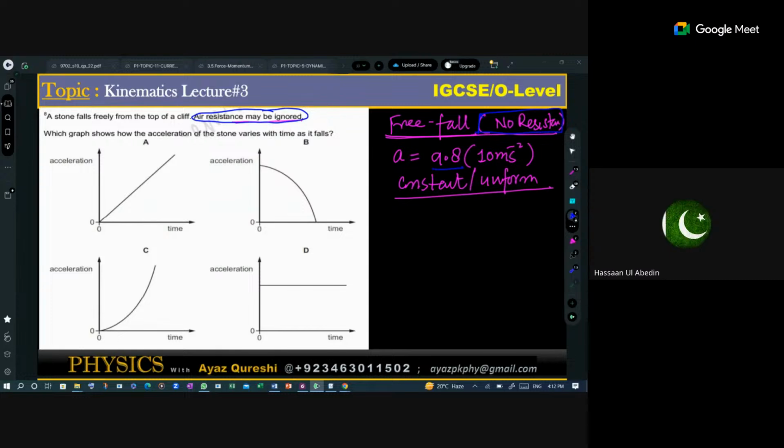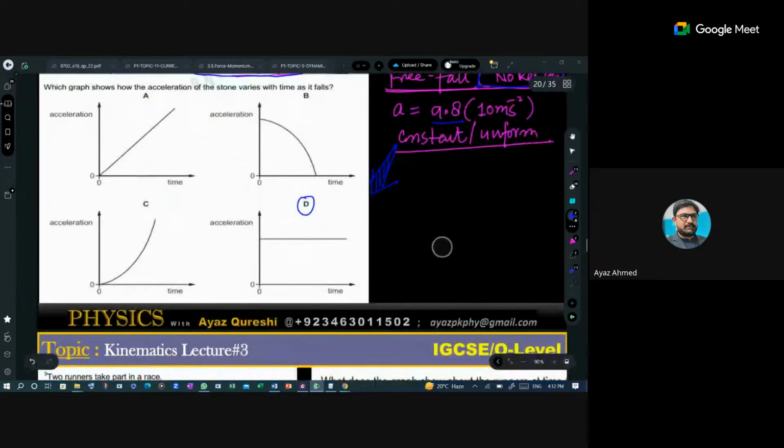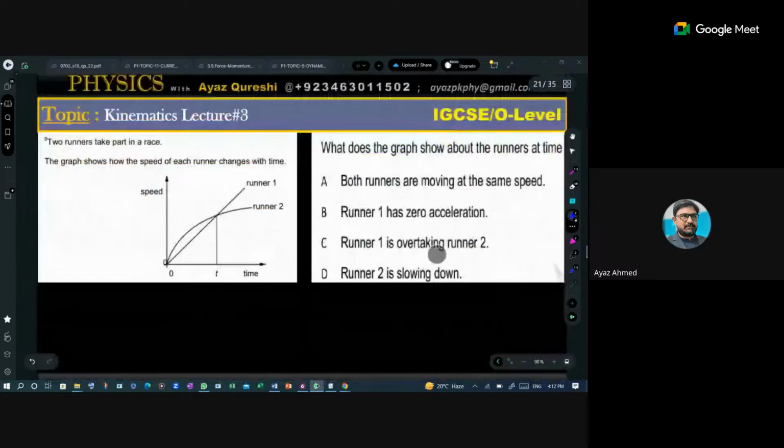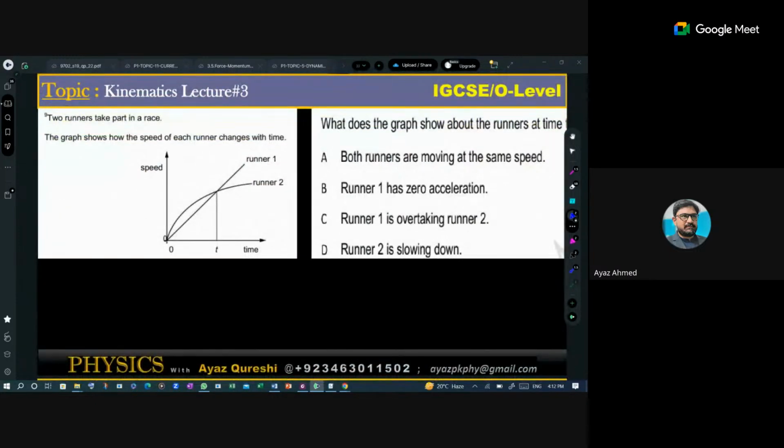Sir, we did this the other day, but D. Yes, is it correct? Yeah, D is correct, because this is the graph which shows what happens if there is no air resistance.